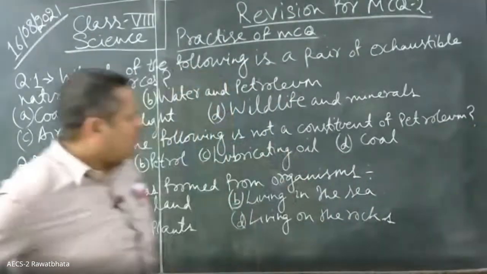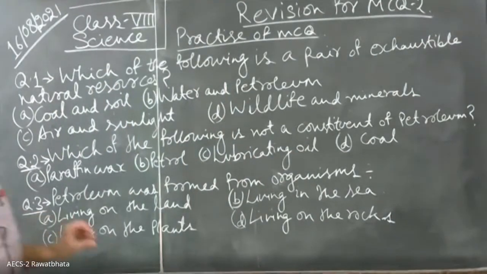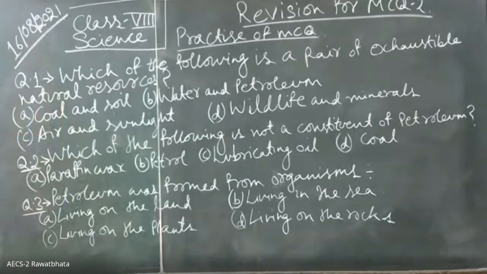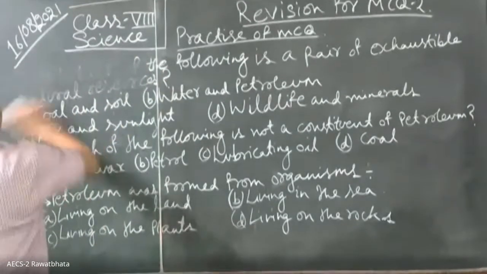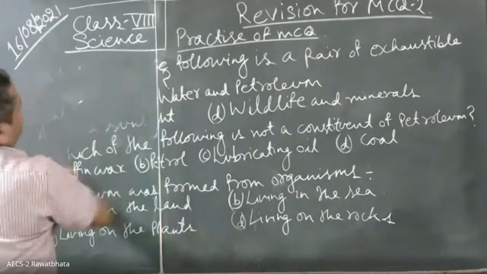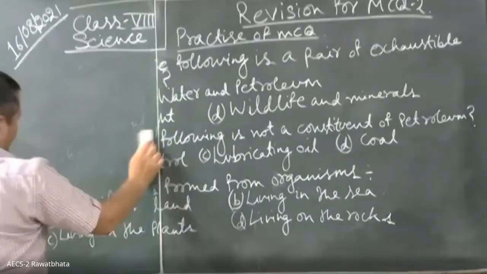Okay, next question. The third question will be answered by Tejas Chaudhary. Read out the question first. Petroleum was formed from the organisms: A, living on the land; B, living in the sea; C, living on the plants; D, living on the rocks. The correct answer is living in the sea. Very good. Petroleum is formed from organisms that were living in the sea and got buried under the deep beds of the sea.